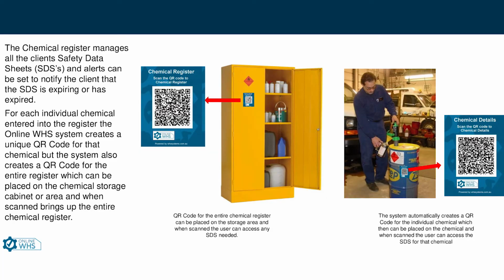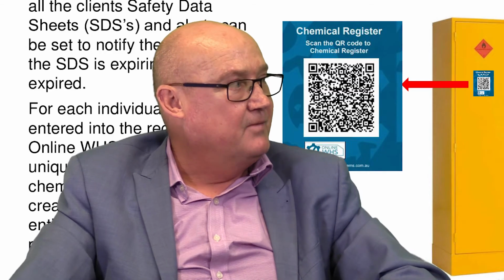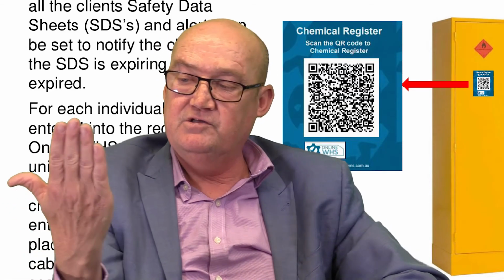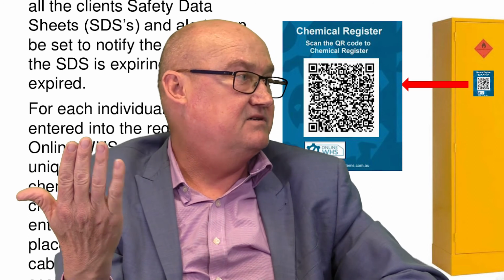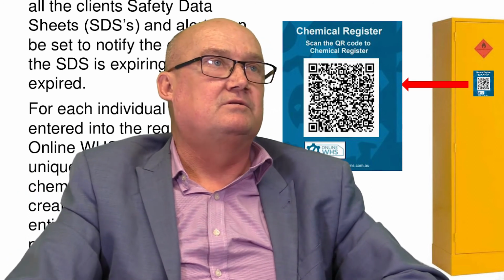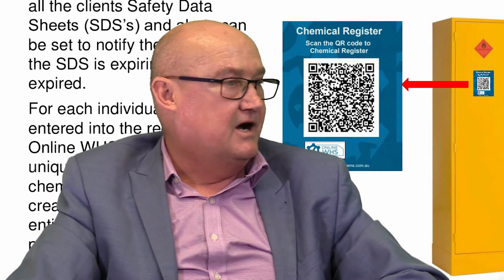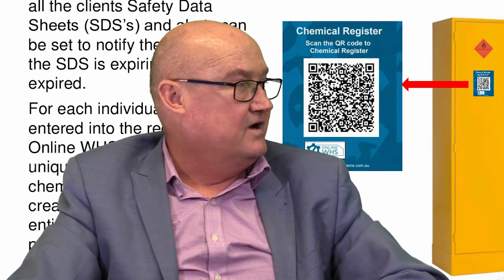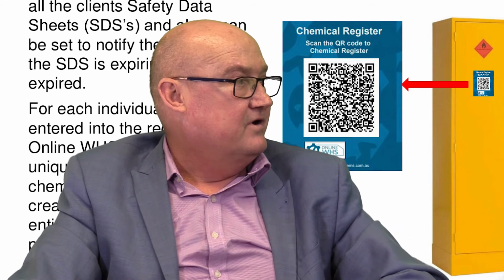And one of our clients gave us another great idea. Yes, you can enter chemicals inside the system. It creates a unique QR code for that chemical. For each chemical. So you can scan that QR code, and you can then have access to the safety data sheet that you've uploaded. But this client said, well, I've got 230 chemicals. I don't want to print out 230 QR codes. How am I going to do that?